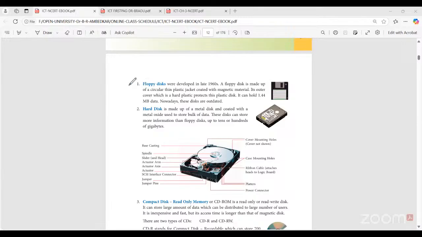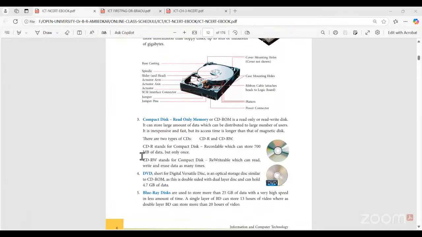You can say example here is floppy disk, then hard disk, and the CD. Again, in the CD, there are two types of CDs, CDR and CDRW. These are storage devices. Every storage device's internal architecture is different. Architecture means design. The floppy design is different, then hard disk design is different, then CD design is different. And their capacity is different. Capacity means storage is different. So in one line, you can understand that the storage device's purpose is to store the data.